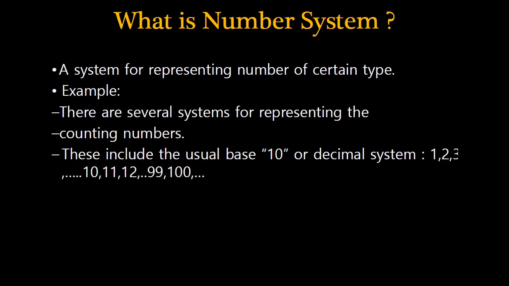What is a number system? A system for representing numbers of certain types. For example, there are several systems for representing the counting numbers. These include the usual base 10 or decimal system: 1, 2, 3 and so on.